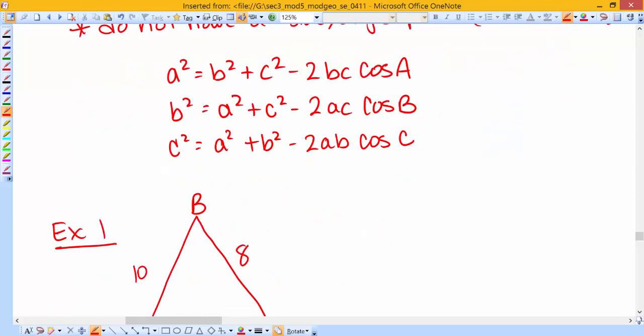There are three formulas that we can use. Don't forget, the lowercase letters are your side lengths and your capital letters are your angle measures. The angle measures at the end guide us into which formula to use for which angle we're looking for. And the front of our equations, the side lengths, tell us which equation we're going to use if we're looking for a side. So we're going to start with example 1.